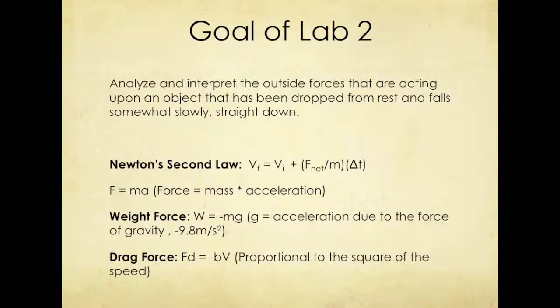The goal of Lab 2 is to analyze and interpret the outside forces that are acting upon an object that has been dropped from rest and falls somewhat slowly straight down. From Lab 1, we learned that from Newton's second law, when there is constant velocity, the net force equals zero. Now that there is no longer constant velocity, we're looking at the outside forces, which in this lab will be weight force and drag force.